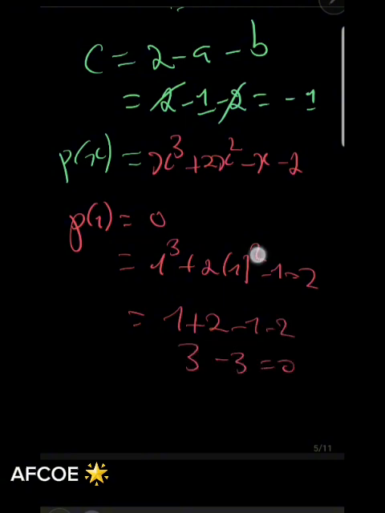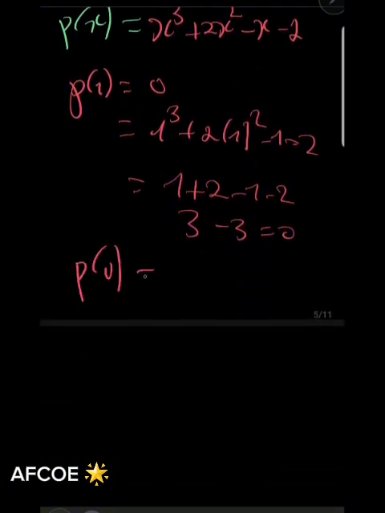It means we are correct at this stage. What about p of 0 equals negative 2? Can you try it? I think I'm very, very correct. So let us continue.